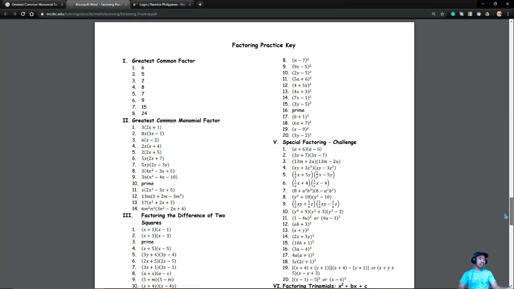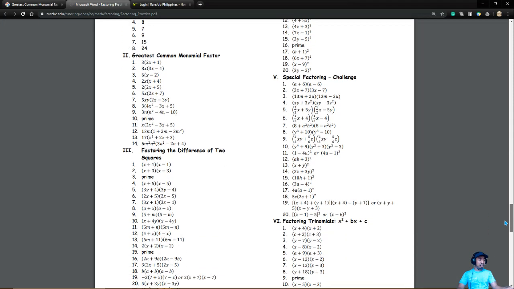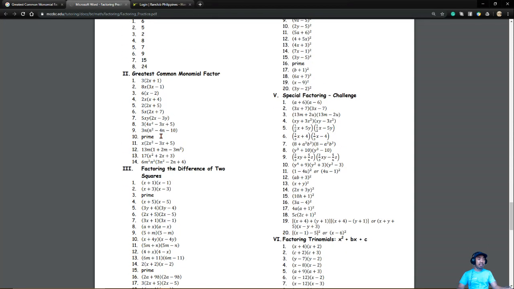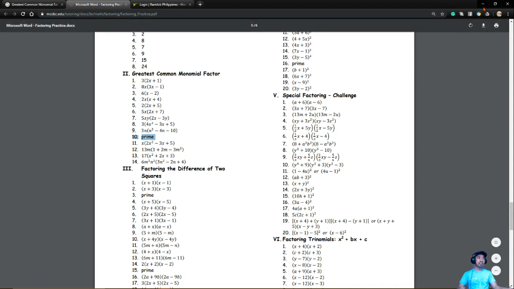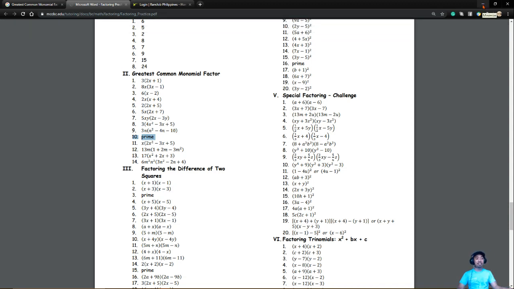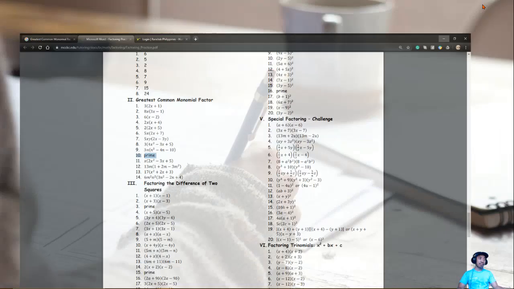So that's what's good about this worksheet, because they have provided the answer. See, it says prime, so it's already unfactorable. Okay, so prime, it doesn't have any more factors aside from the equation itself. Okay, so we are correct.